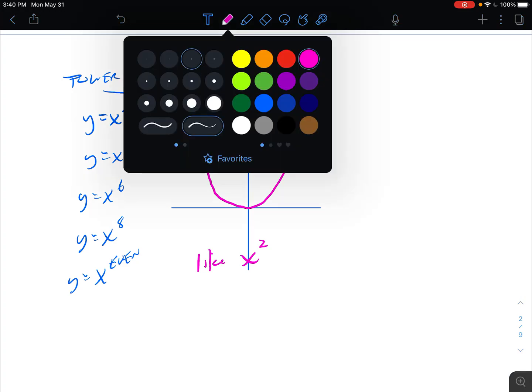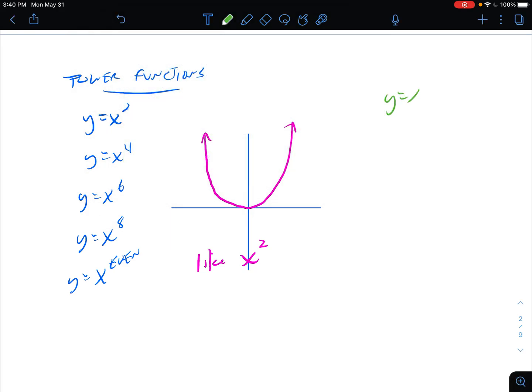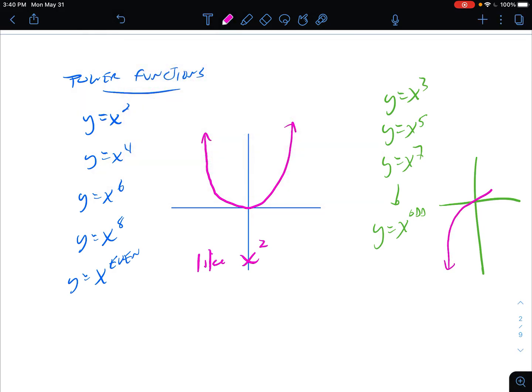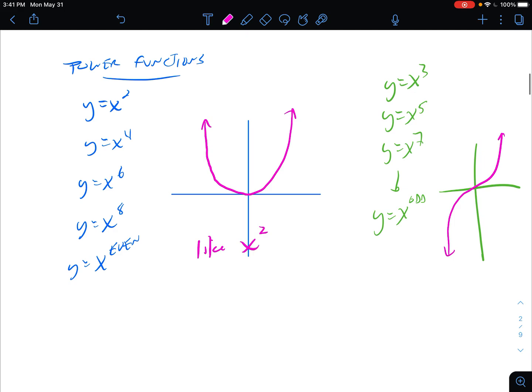While if I do it with odd powers, and I'll start with 3 just because that's a little more interesting, etc. If I have x to an odd power, they have this appearance like so. So with even powers, there's this symmetry where left and right are both pointing in the same direction. With odd powers, it's up on one side and down on the other. Now, it's a little hard to tell these apart.